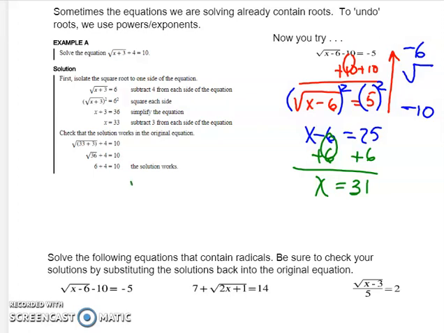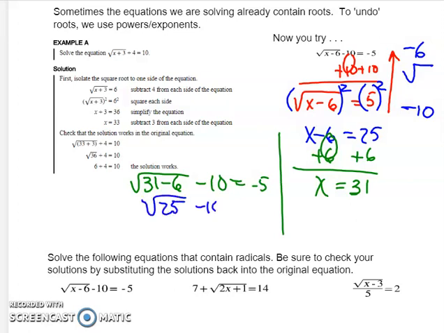To check the problem, we would replace x with 31, so it becomes the square root of 31 minus 6, and minus 10. And we're checking to see if we get a final answer of negative 5. So subtraction problem first, followed by the square root problem second, and then the subtraction problem last to see if we get a negative 5, which we do. So 31 would be the correct answer for this problem.